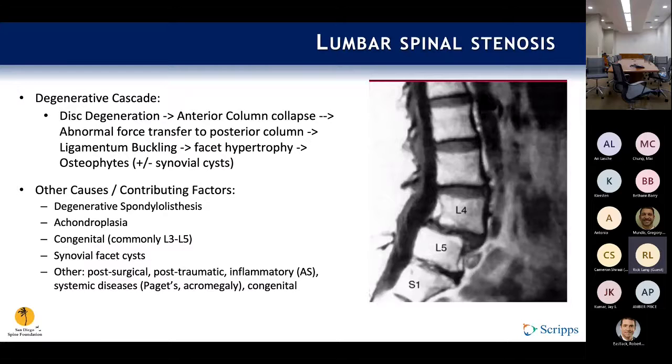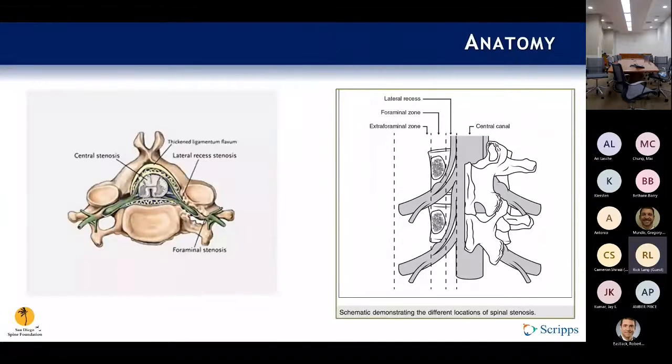There are other contributing factors and variations in the condition to include degenerative spondylolisthesis, which we'll talk about a couple times today, but it's not the focus of our lecture, as there's another topic in academics later in the year devoted to degenerative spondylolisthesis. Achondroplasia and other congenital anomalies or facet cysts can contribute.